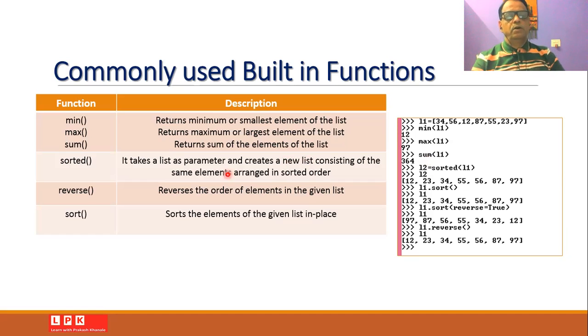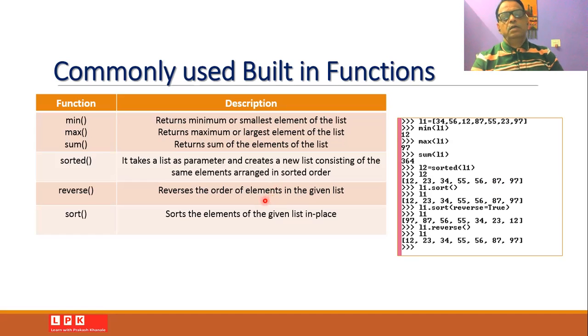The sorted function is a very useful function because it takes a list as a parameter and creates a new list consisting of the same elements arranged in sorted order. Therefore, if I write L2 is equal to sorted(L1), and then write L2 on the Python prompt, it will display on the screen 12, 23, 34, 55, 56, 87, and 97. That is, all the elements will be sorted in increasing order.